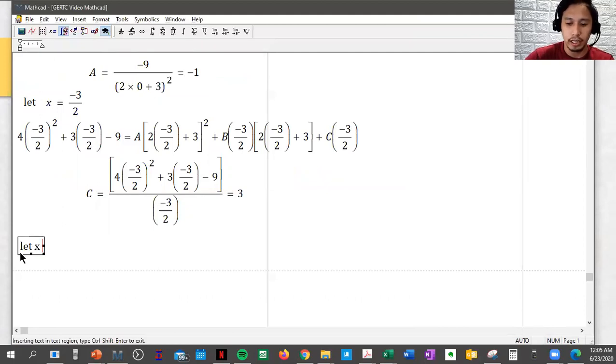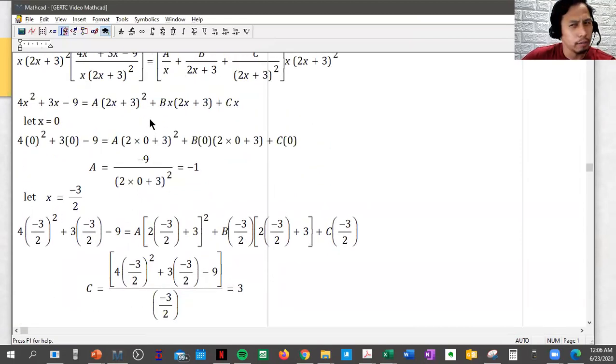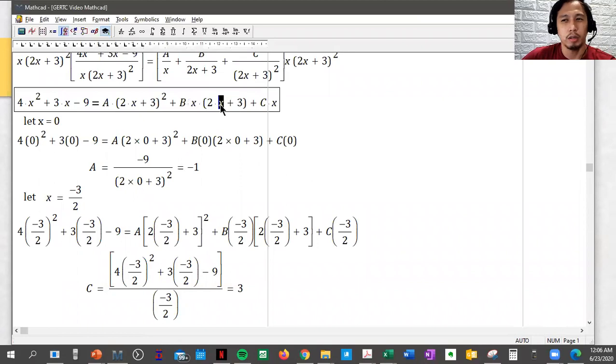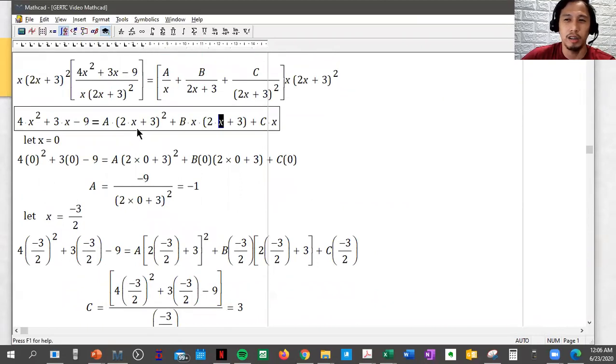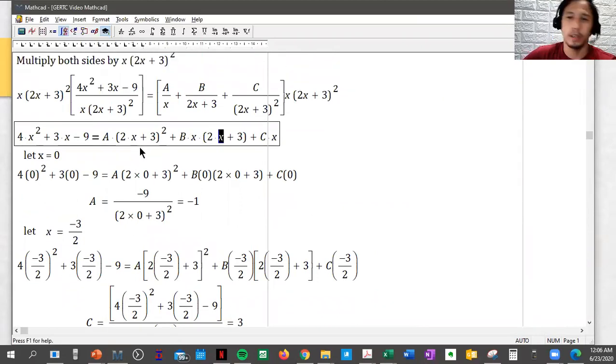Okay. Now, to solve for b naman, let x be equal to what? What do you think should be the value of x? Negative 3 halves again? No. Again, making x equal to negative 3 halves, maging cancel ito, no? Then what should be the value of x? 0. How about 0? No, hindi. Kasi magiging 0 din ito.